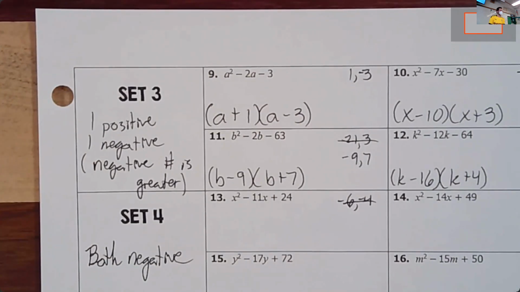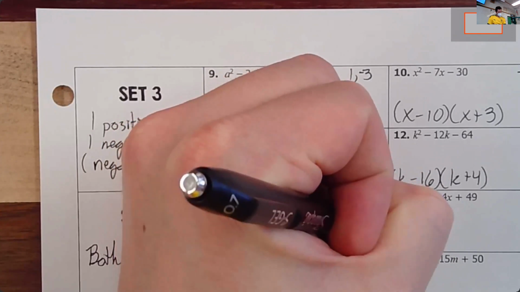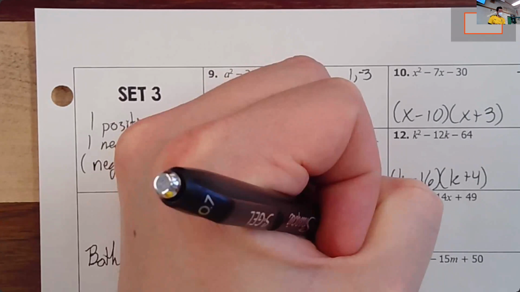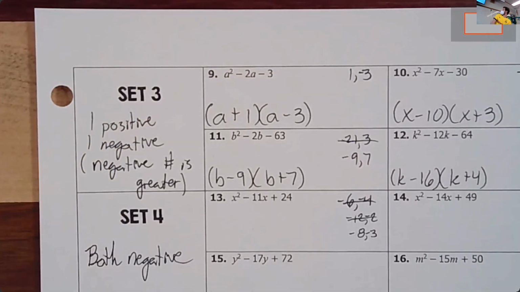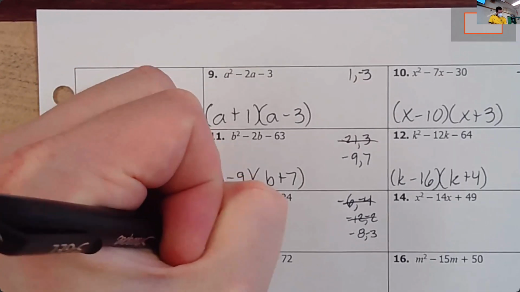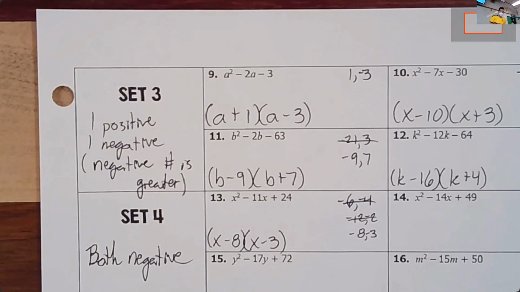So 6 and 4, nearly. What other two numbers multiply to equal 24? 12 and 2, 8 and 3. 12 and 2 both negative would be negative 14. 8 and 3 both negative, though, would be negative 11. All right. So negative 8 and negative 3. So x minus 8 and x minus 3. Excellent. How about 14?